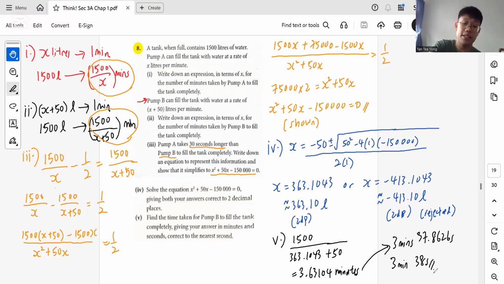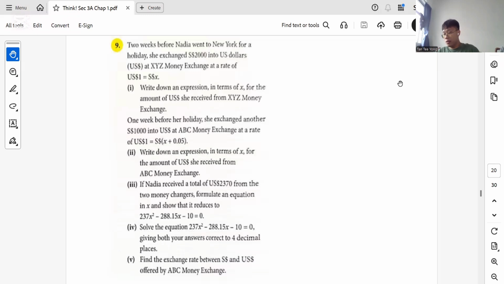All right, okay, so this is it for question 8. Okay, guys, this is question 9 of exercise 1E. It's going to be the last question that I'll be going through for exercise 1E. Okay, so question 9. Two weeks before Nadia went to New York for a holiday, she exchanged 2,000 Sing dollars into US dollars at XYZ money exchange at a rate of 1 USD equals X Sing dollars. Write down an expression in terms of X for the amount of USD she received.